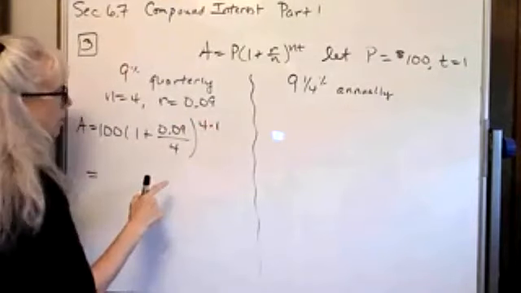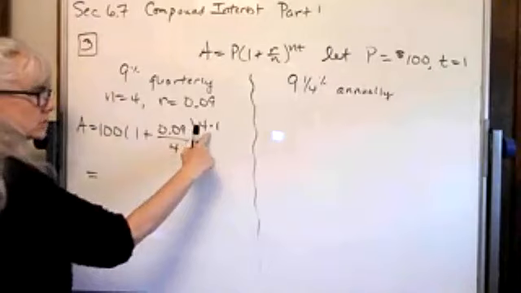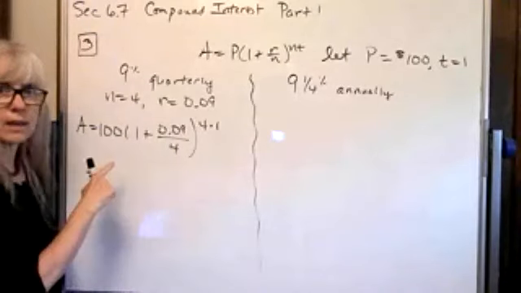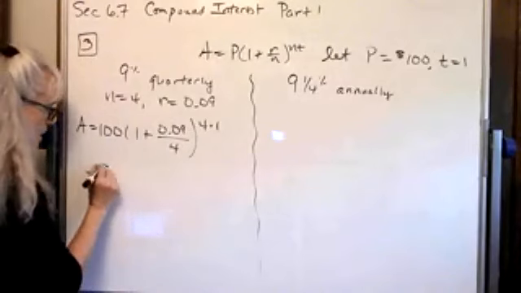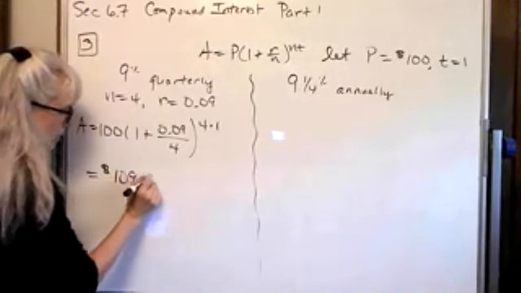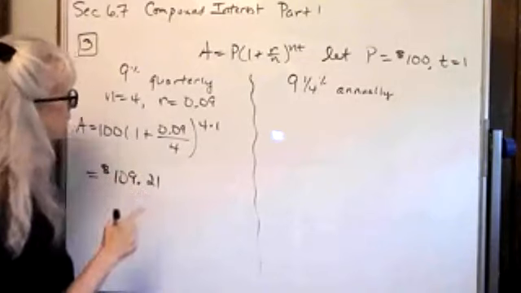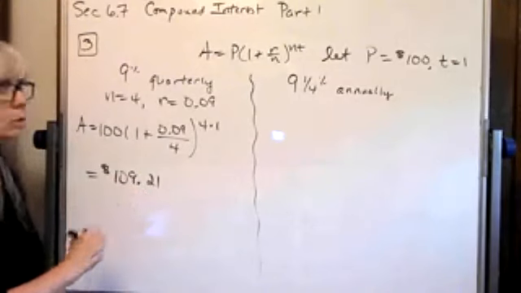Again, on a scientific, start on the inside, use the exponent next and the 100. If you're on the graphing calculator, just number crunch it straight through. And what you should end up with is $109.31. So after 1 year at 9%, you gain $9.31.